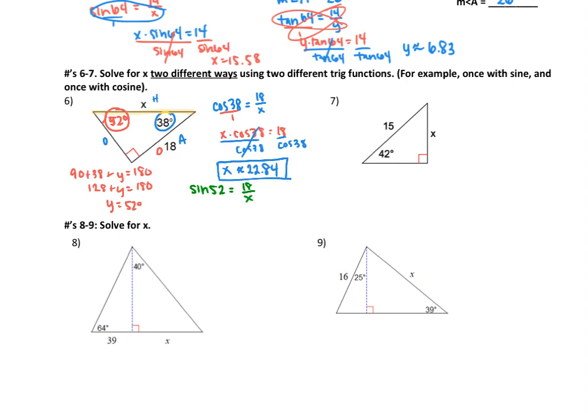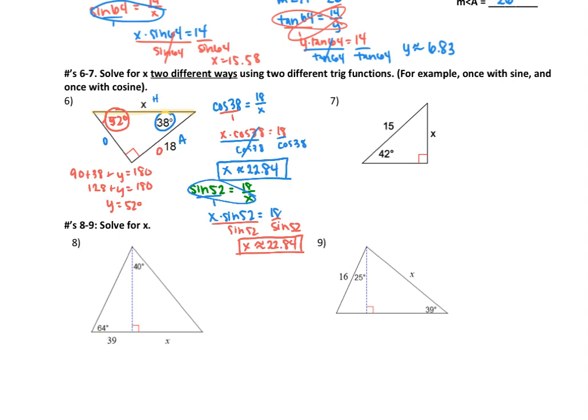We should get the same thing when we cross multiply. So x times sine 52 equals 18, and divide by sine 52. And we get the same thing. So x is 22.84. So in order to use a different trig function, you have to solve for the other angle. Because when you switch reference angles, remember your opposite and adjacent sides also switch.